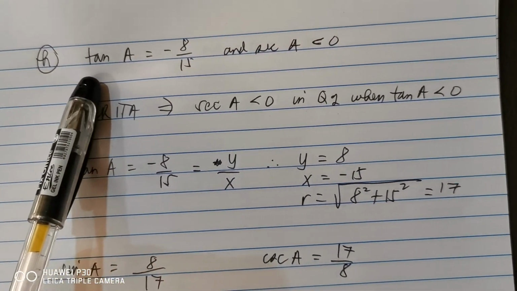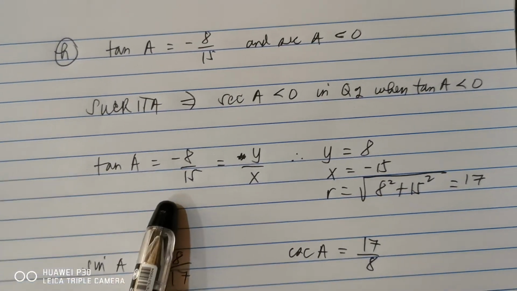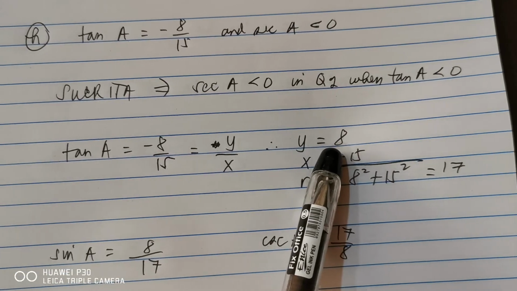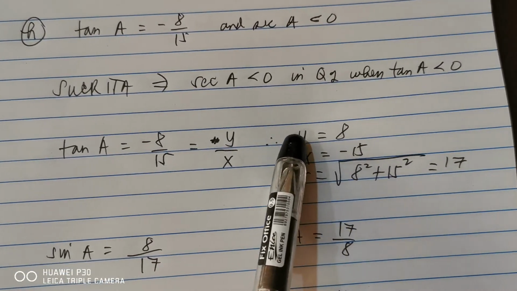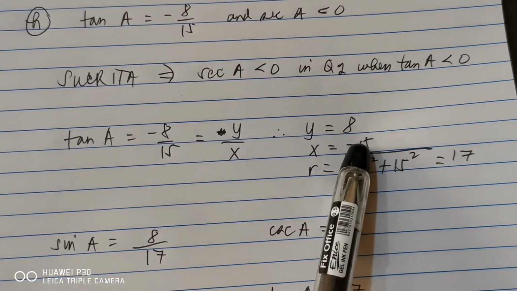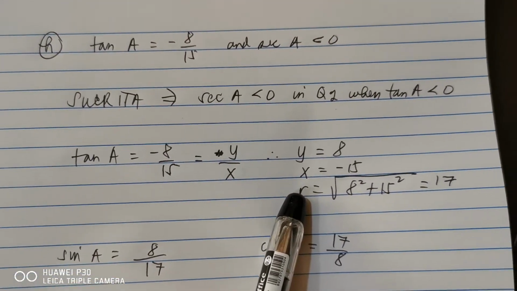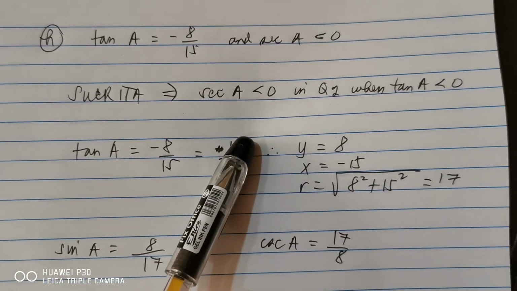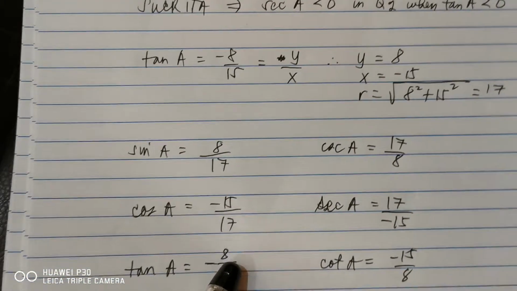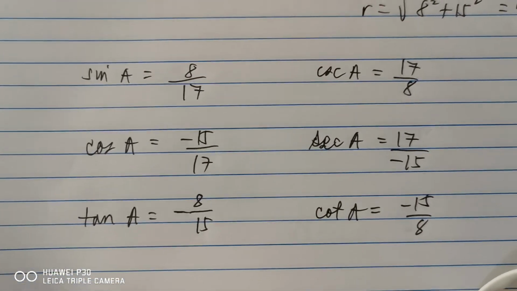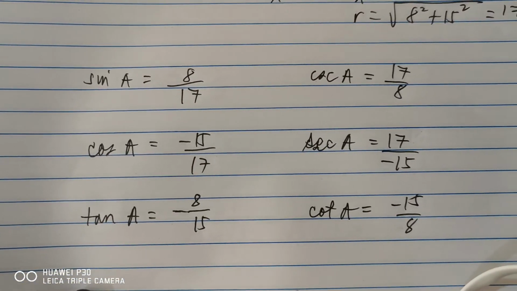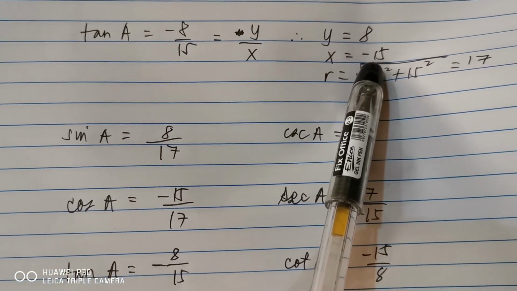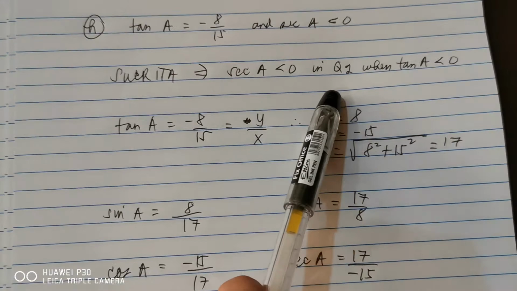So, using tangent A equals negative 8 over 5, it's defined as y over x, so that in quadrant 2, y is positive and x is negative. So, y is equal to 8 and x is negative 15. Using our Pythagorean theorem, r is equal to 17. So, since we have the values of x, y, and r, then we can now proceed to substitution of these values. Just do not forget to write or take with you the negative sign because we are in quadrant 2.